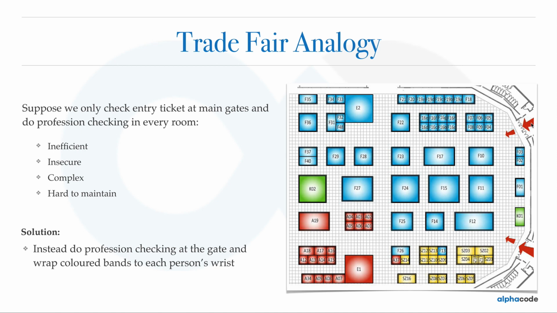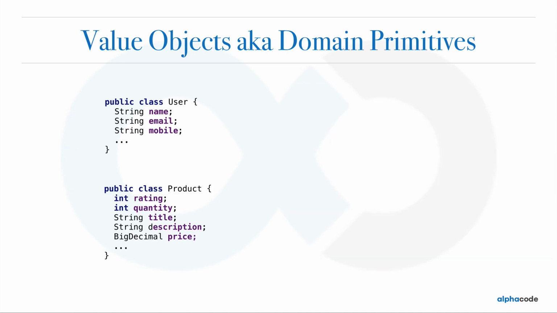So as soon as those broad categories enter your domain, you need to restrict them. Now, how can you do that? Suppose you have these two classes. I see most of the code out there is written like this. This is known as stringly typed code.